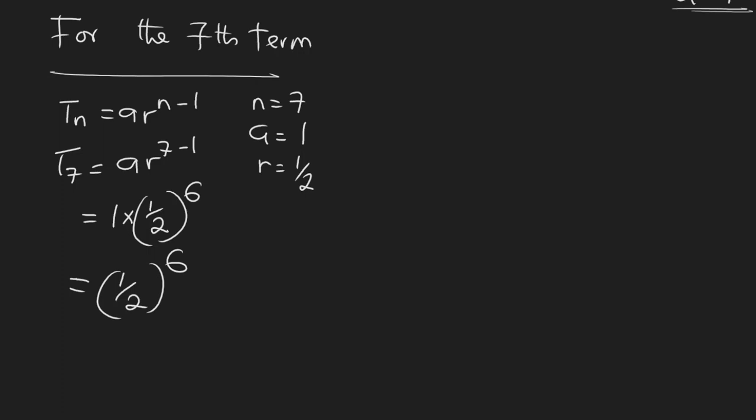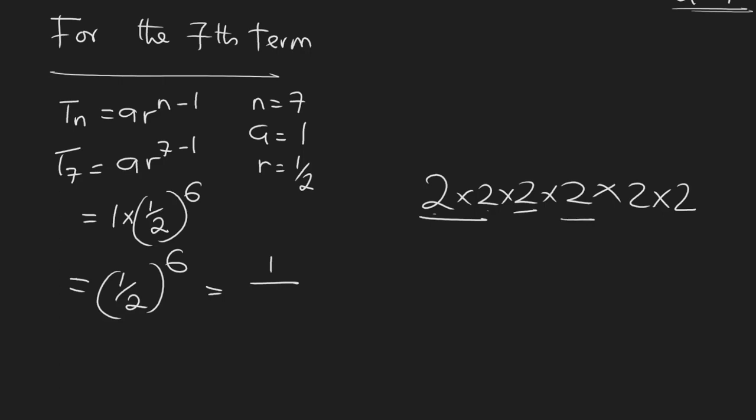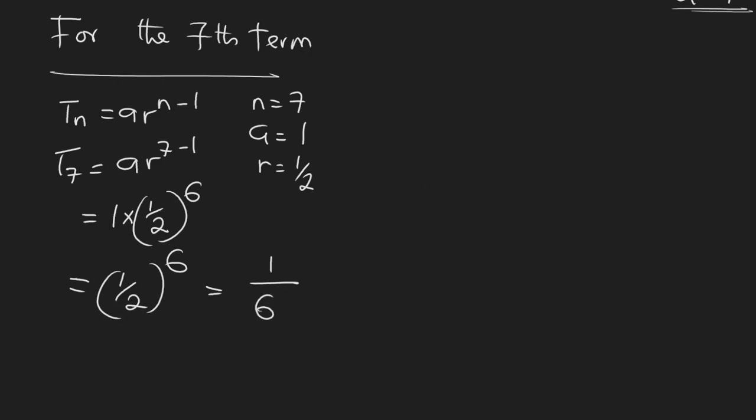So now, what is the meaning of this? This is the same thing as saying 1 times 1 times 1 up to 6, which will give us 1, over 2 to the power of 6. That's the same thing as 2 times 2 times 2 times 2 times 2 times 2. So 2 times 2 is 4, times 2, 8, times 2, 16, times 2, 32, times 2, 64. So 2 raised to the power 6 is 64. So this is our seventh term, and that's all for this question.